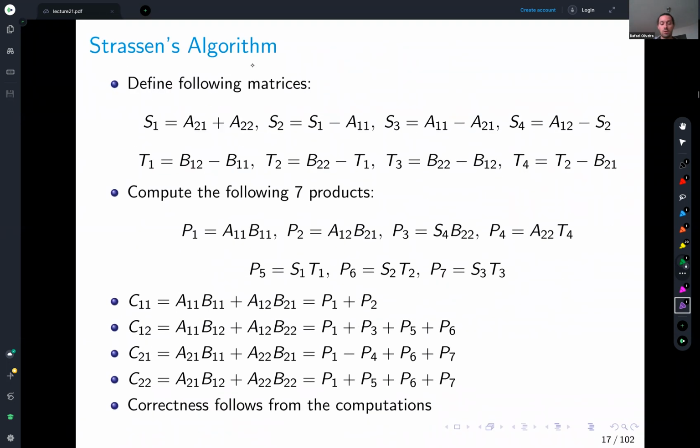So, all right. The correctness follows from the computations that we just checked. We checked for C11 and C12. You can check the other two.